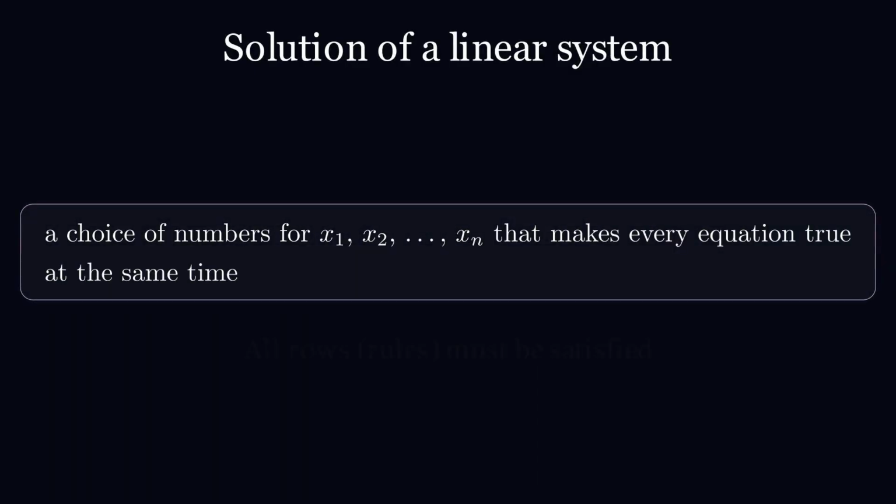All right, before we talk about the geometric interpretation of linear systems, one word matters, and that's solution. A solution is a choice of numbers for the variables that makes every equation true at the same time. So all rows must be satisfied.